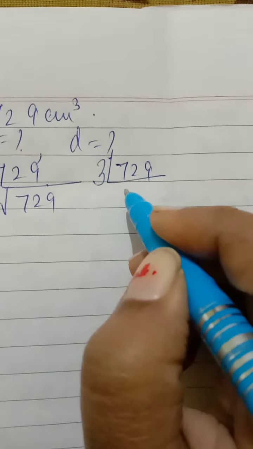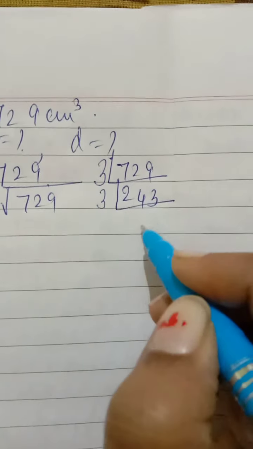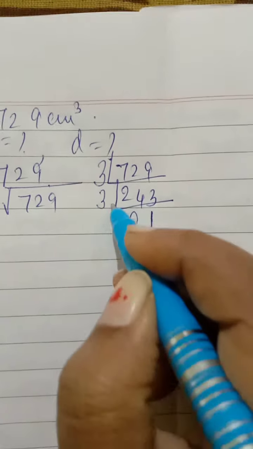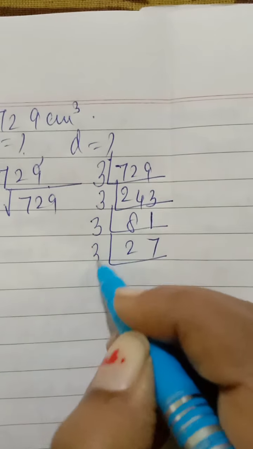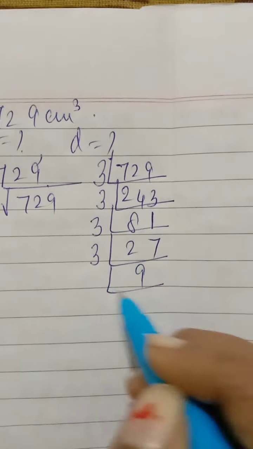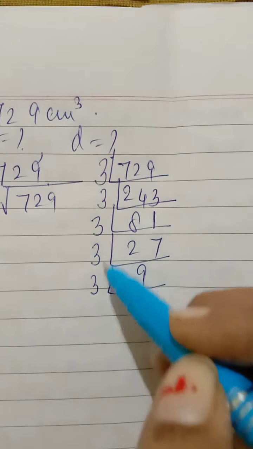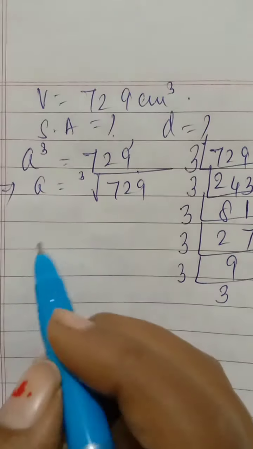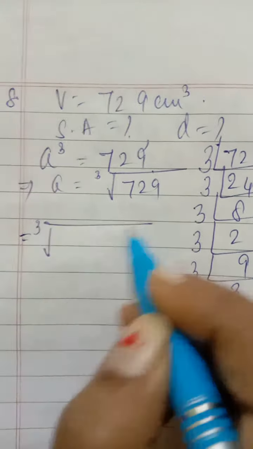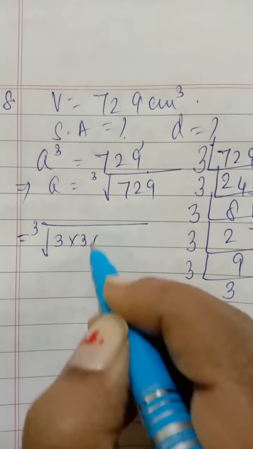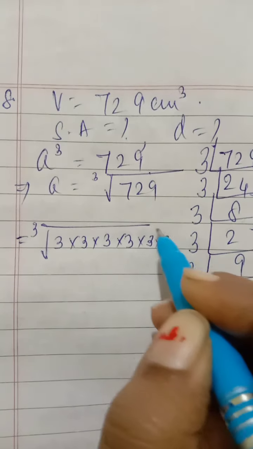So 3 into 243 is 729, then 3 into 81 is 243, 3 into 27 is 81, 3 into 9 is 27, and 3 into 3 is 9. So 1, 2, 3, 4, 5, 6, six times it is 3. So the cube root of 729 will be written here as 3 into 3 into 3 into 3 into 3 into 3.